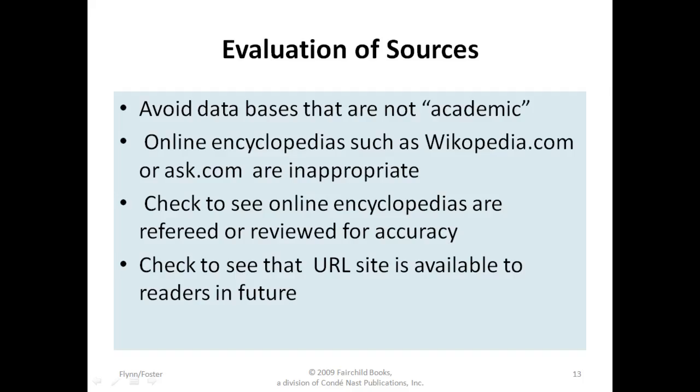Next is evaluation of your sources, and it is best to avoid databases that are not academic. However, online encyclopedias, especially for dictionaries, are totally fine. So even though the book says they're inappropriate, as this slide says, they are totally fine to use. Don't worry about those. Mainly, you will find most of your sources through Google Scholar and through the different databases through the library system. And as long as you use that, you'll be able to find all of the articles that you need that will be good sources that are viable.